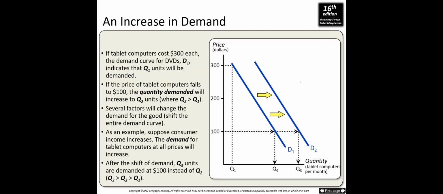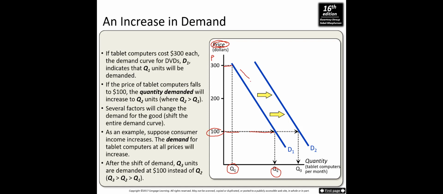So let's see here. Tablet computers cost $300 each. The demand curve for tablets, D1, indicates that Q1 units will be demanded. So here, at $300, Q1 units will be demanded. And now when the price decreases, this is the price of the good itself, the quantity demanded increases to Q2. So you don't need to shift the curve, because price is here, quantity is here.